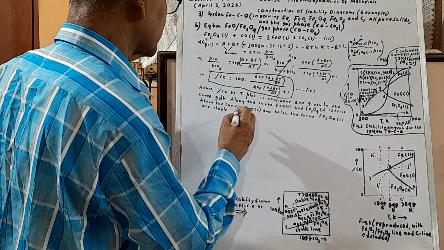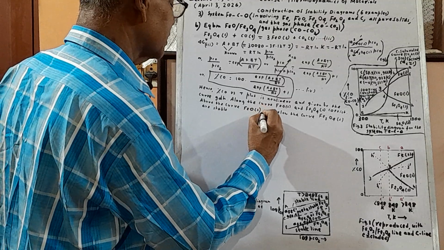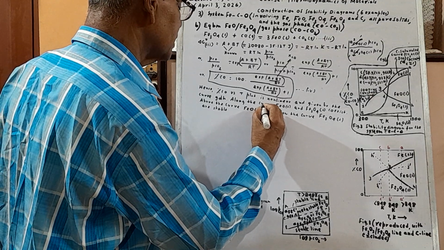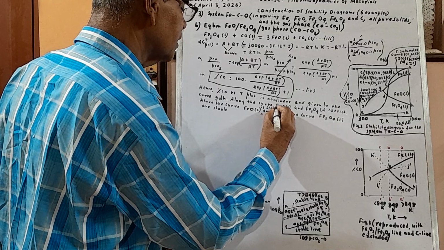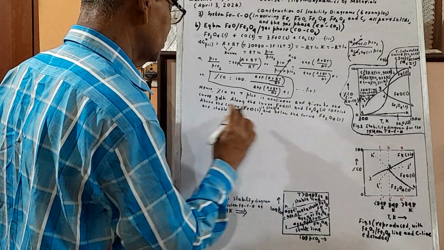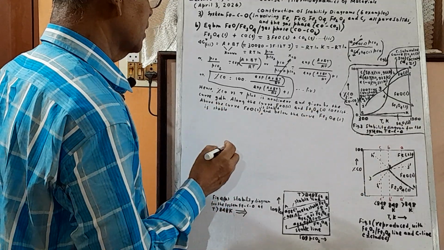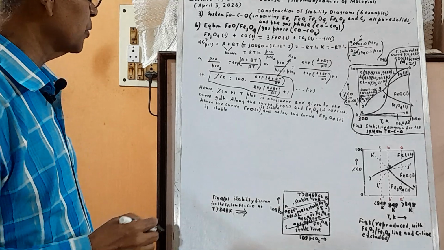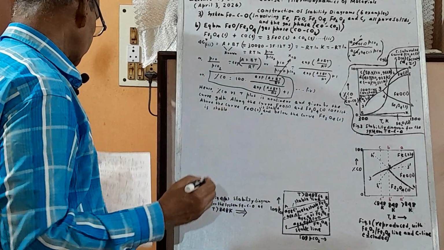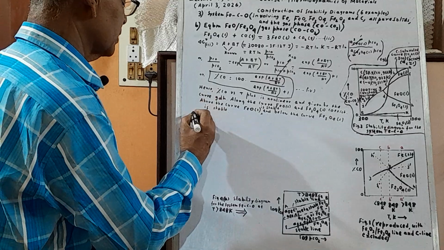Above the curve, FeO solid is stable, and below the curve, Fe3O4 solid is stable. Okay, this is over. B is over.